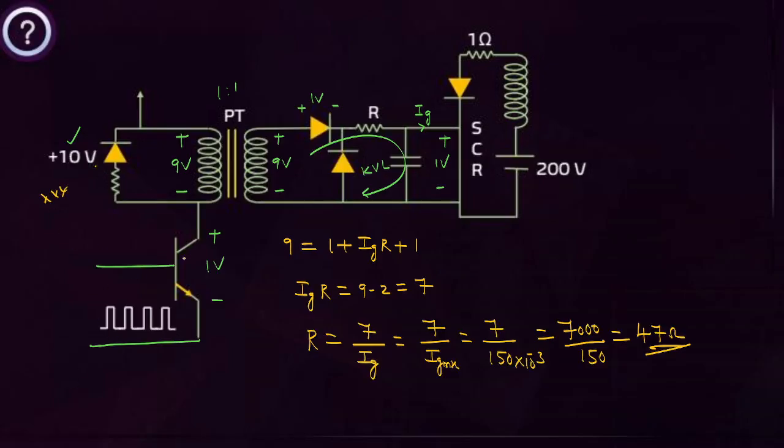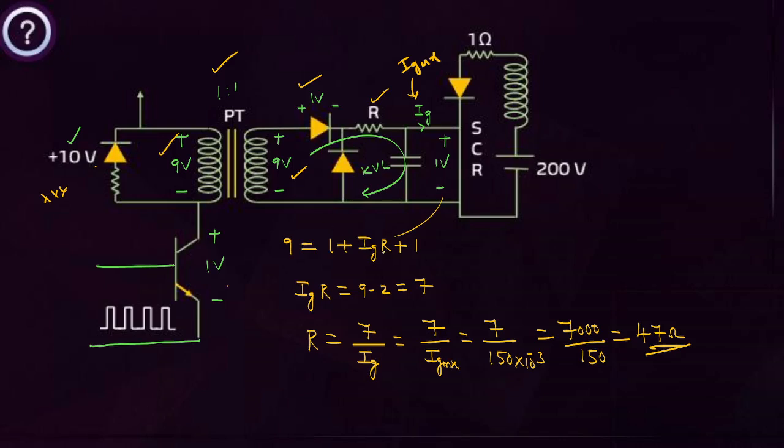Here they gave 10 volts, drop is 1 volt, remaining is 9 volts. It is 1 is to 1. If it is 9 volts, this is also 9 volts. And the voltage across the diode is given as 1 volt. Here IC is given both minimum and maximum. If both minimum and maximum are given, you select the maximum value. How to select the IC maximum value?